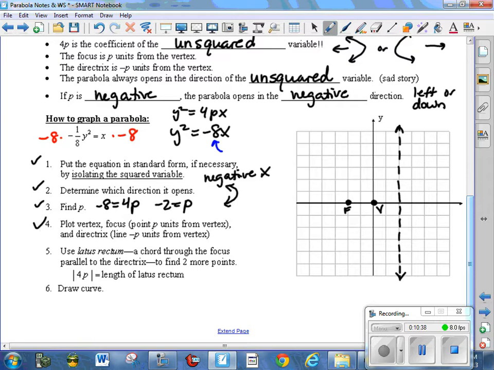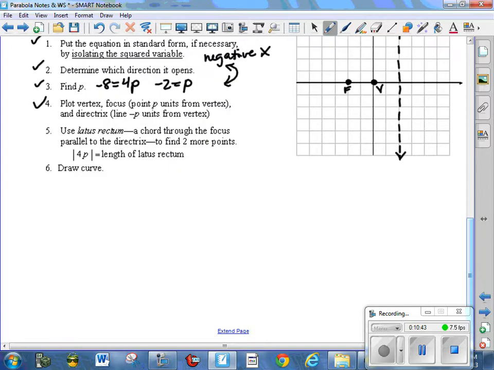Okay, I've got all that. Use the latus rectum. Oh, snicker, snicker. That sounds like such a dirty word. Bad math word. But it really just means a straight line going through the focus that connects both sides of the parabola. So for example, here's my focus. This is the latus rectum, this little chord right here that goes perpendicular to the axis of symmetry, which is the x-axis here, and cuts across.